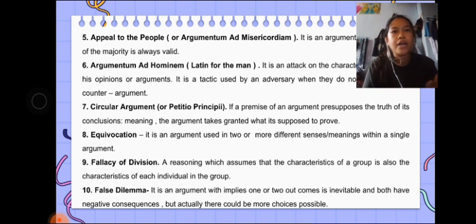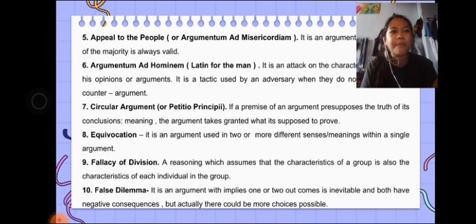So, number 9, fallacy of division. A reasoning which assumes that the characteristic of a group is also the characteristic of each individual in the group. So, for example, number 1 is University of the Philippines is the best university in the country. Therefore, every student from UP is better than any other university in the country. Example number 2, your family is crazy. That means that you are crazy too. Di man siguro.